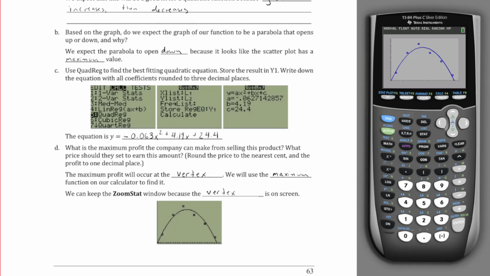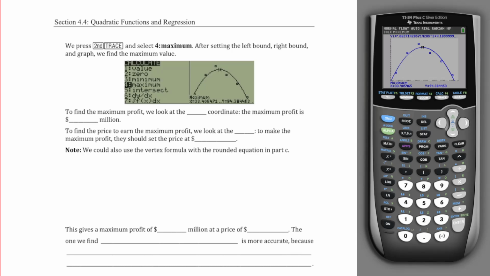To find the vertex, we'll say second trace. For this parabola, our vertex is a maximum, so we'll choose the maximum command. Left bound, we want to be clearly to the left of the vertex. Right bound, we want to be clearly to the right of the vertex. And then guess we'll put somewhere in the middle. And we see that this function has a maximum.